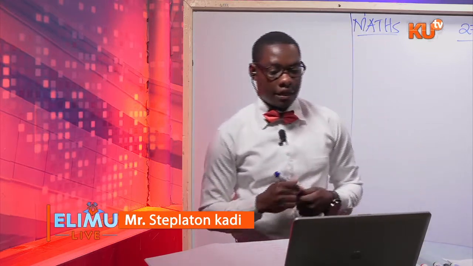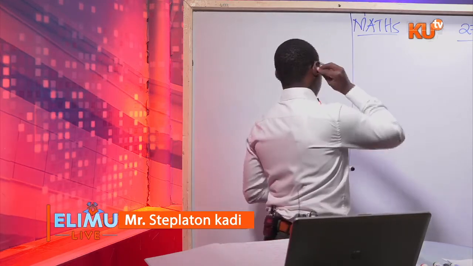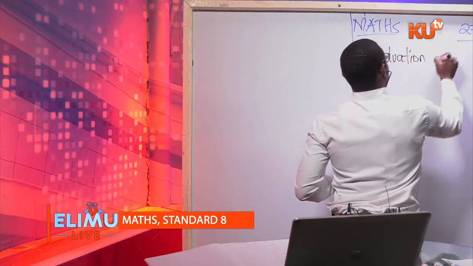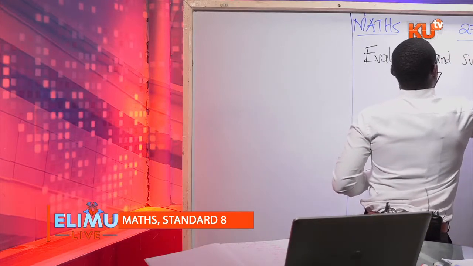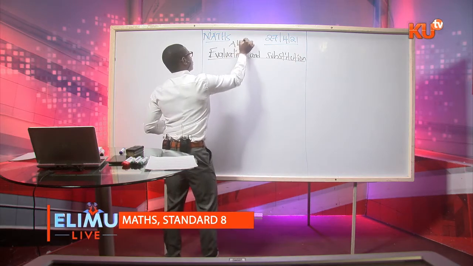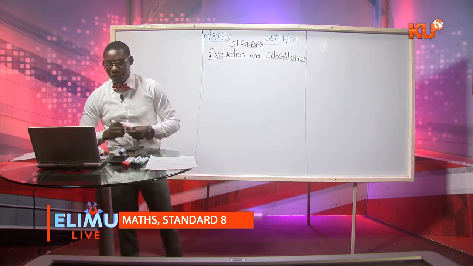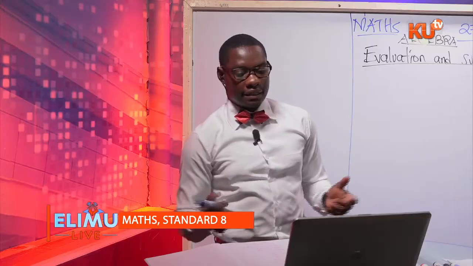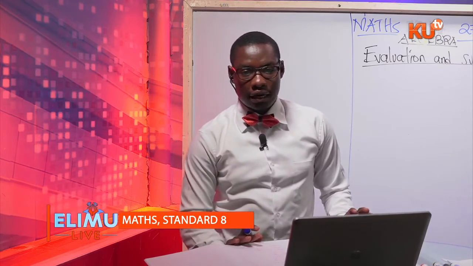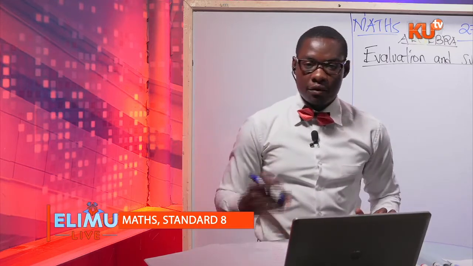So we want to look at evaluation and substitution. Our topic is algebra. So substituting is replacing a certain letter by a number. So we looked at algebra as a form of mathematics whereby we'll have calculation of numbers together with letters.